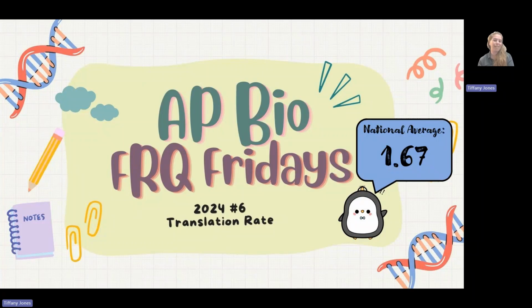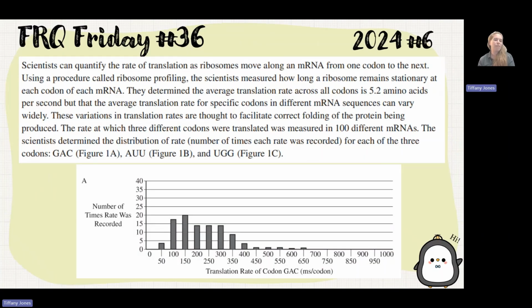This has a national average of 1.67. Scientists can quantify the rate of translation as ribosomes move along mRNA from one codon to the next. Using a procedure called ribosome profiling, the scientists measured how long a ribosome remains stationary at each codon of each mRNA. They determined the average translation rate across all codons is 5.2 amino acids per second, but that the average translation rate for specific codons in different mRNA sequences can vary widely. These variations in translation rate are thought to facilitate correct folding of the protein being produced.